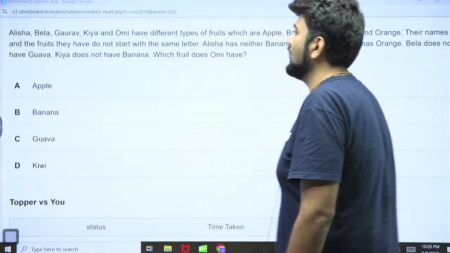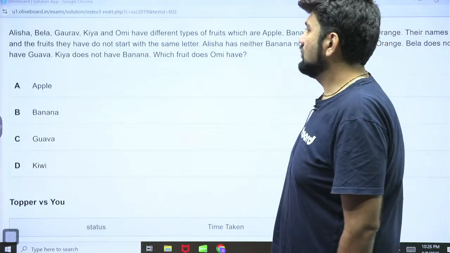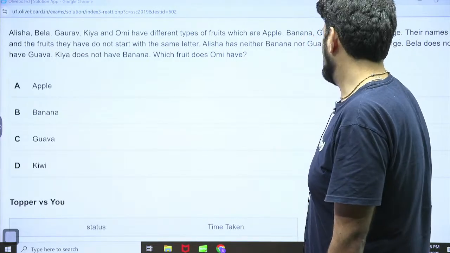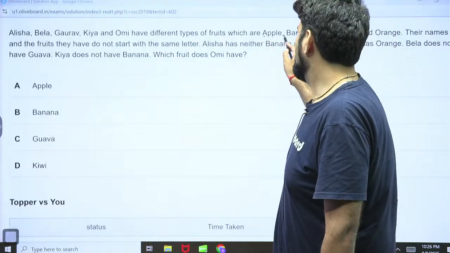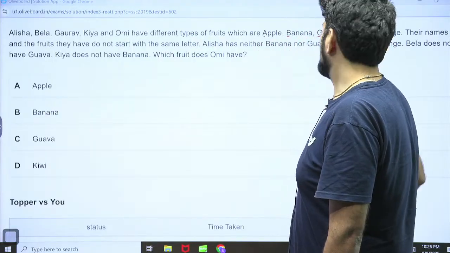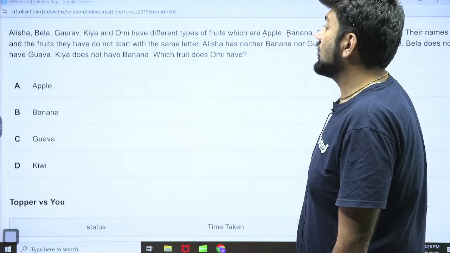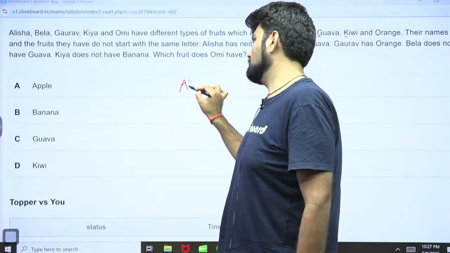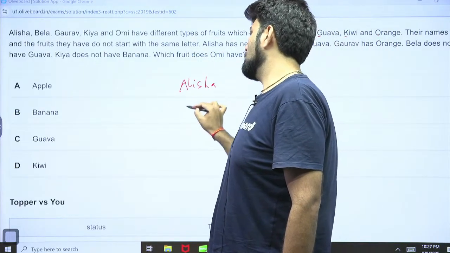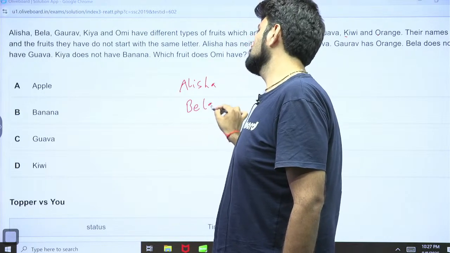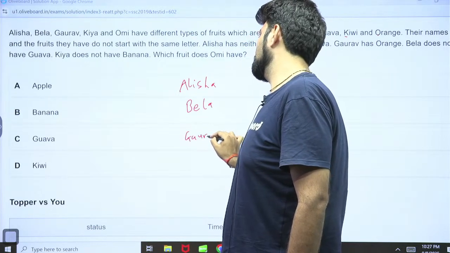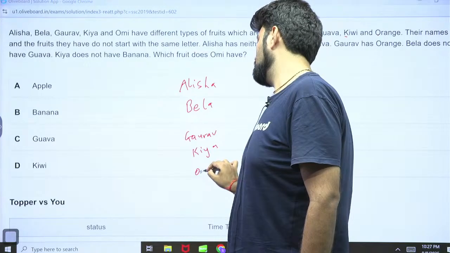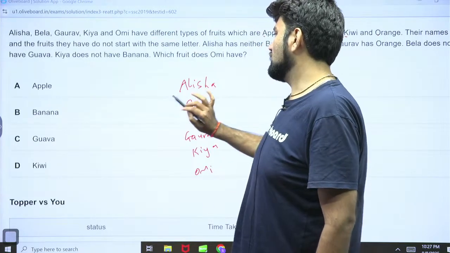Alisha, Bela, Gaurav, Kia and Omi have different types of fruits which are apple, banana, guava, kiwi and orange. If you look, the letters are the same. Their names and the fruits they have do not start with the same letter. So this is one condition which you need to be careful about. So if I have Alisha, Bela, Gaurav, Kia and Omi, Alisha is definitely not eating an apple.